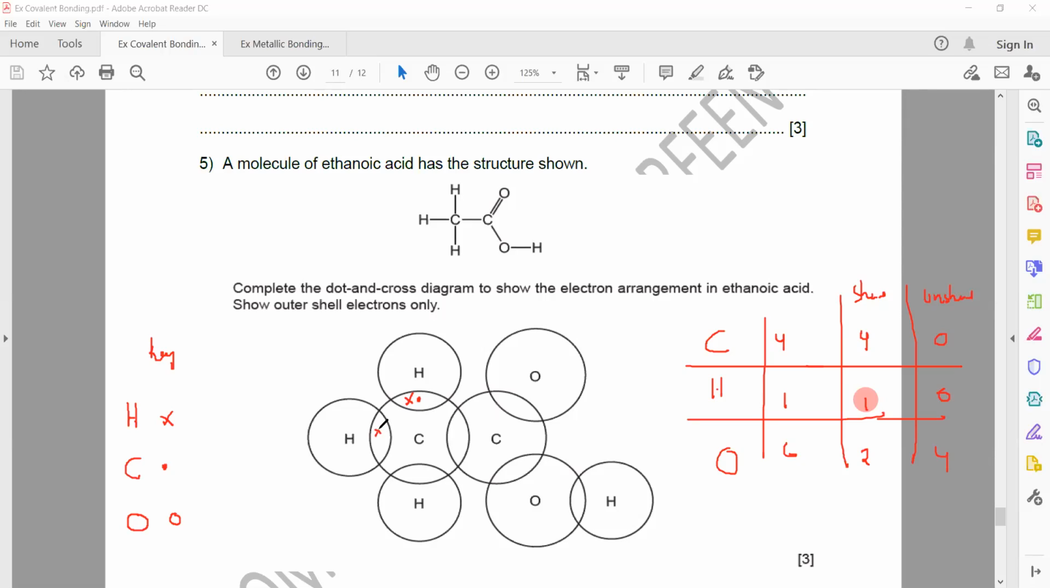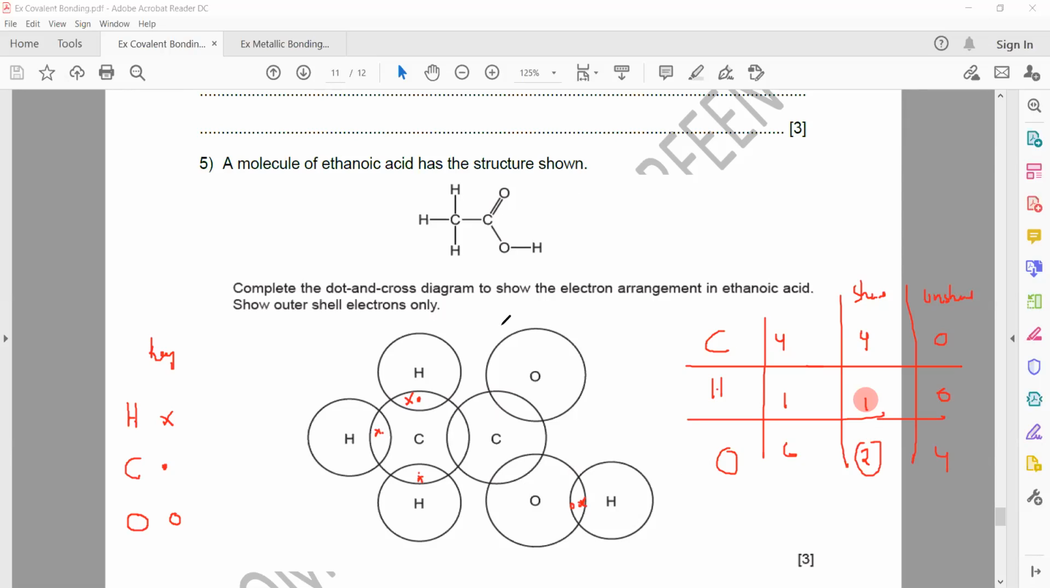Hydrogen shares 1, carbon shares 1. Hydrogen shares 1, carbon shares 1, and same thing, there's another hydrogen. So if hydrogen shares 1, oxygen will share 1 from that side. So this is about the sharing of electrons of hydrogen. That's finished. Then the next one, oxygen, which shares 2 electrons.